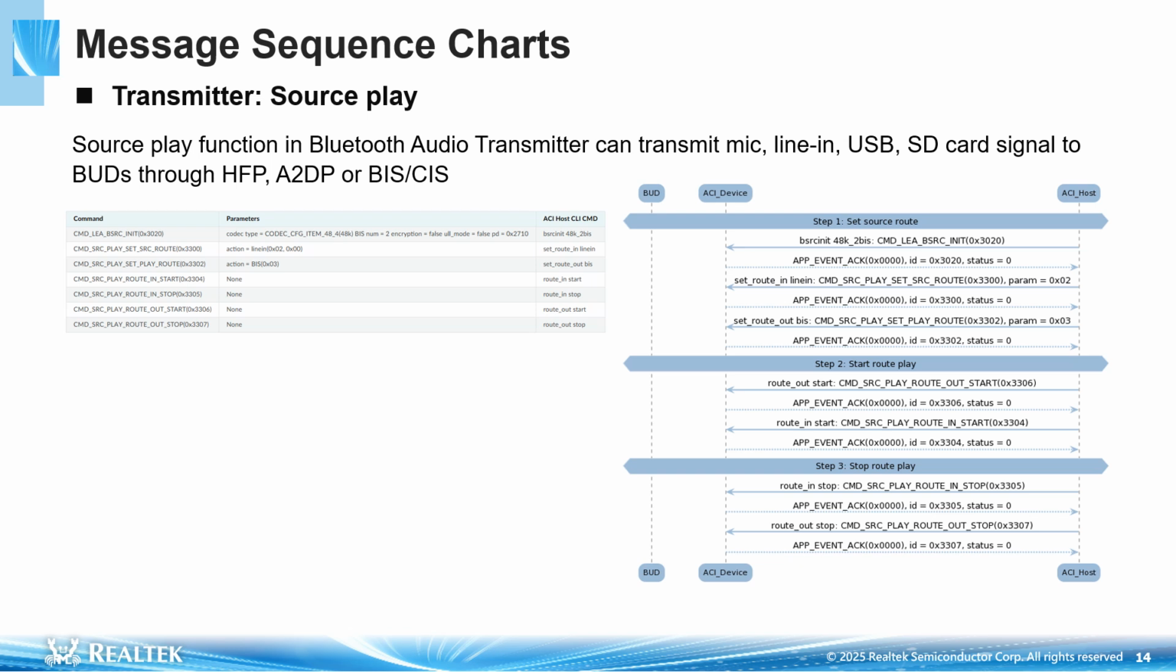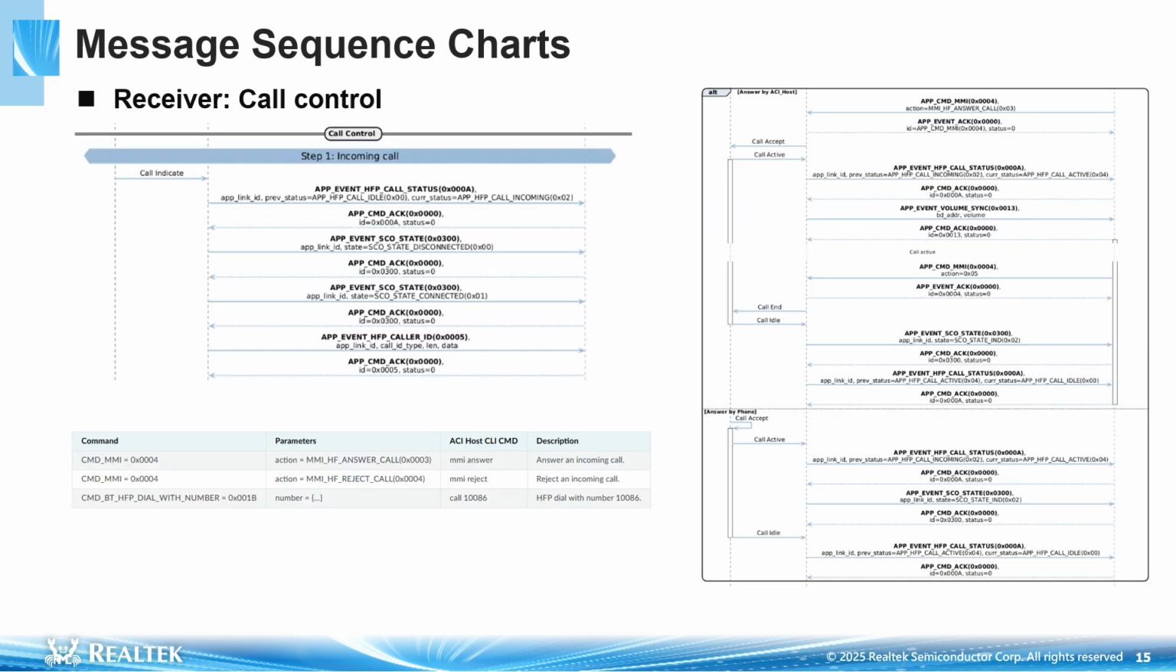Next is the application of line-in as the input source and BIS as the output source. Compared with the above operation, there are additional steps to initialize BIS. We enter BSRSINET 48K2 bis to initialize BIS. 48K refers to the codec type, and 2BIS refers to the two-way BIS signal.